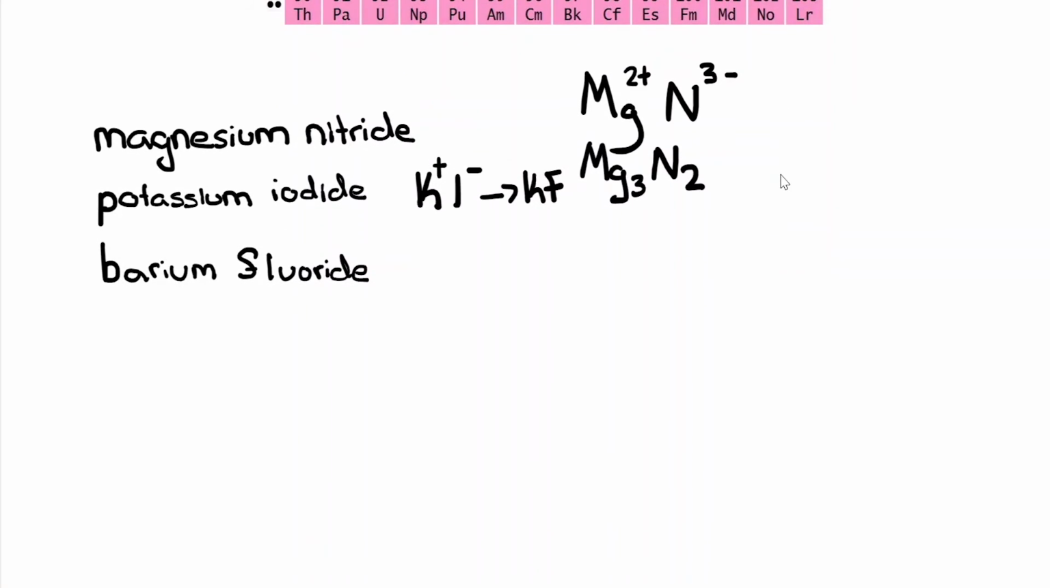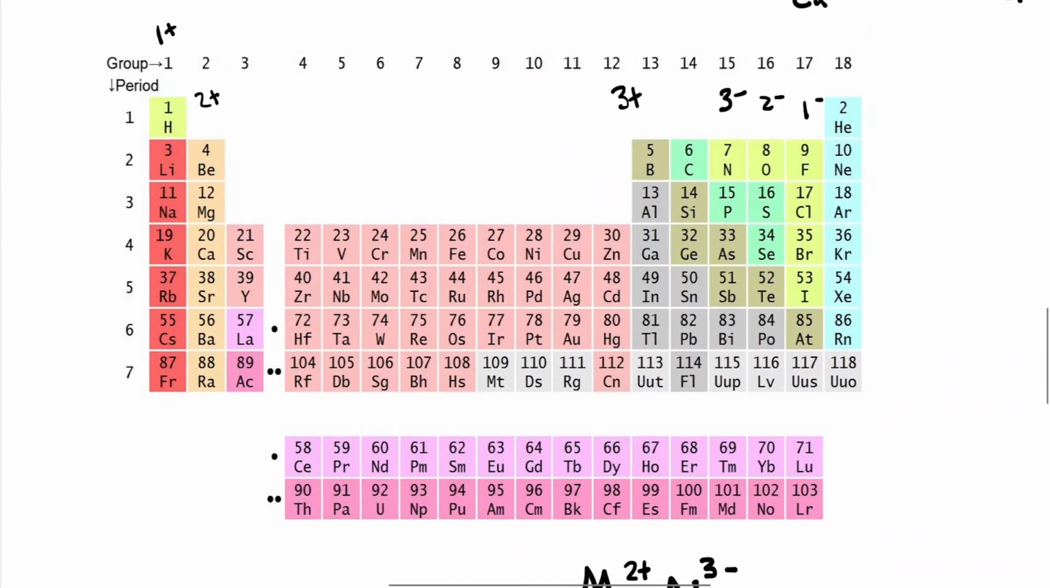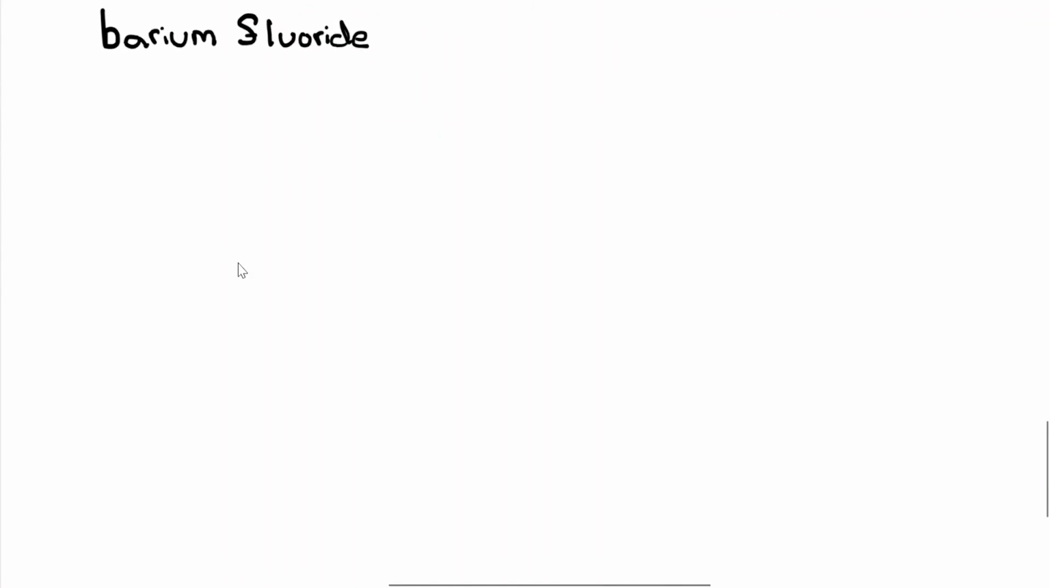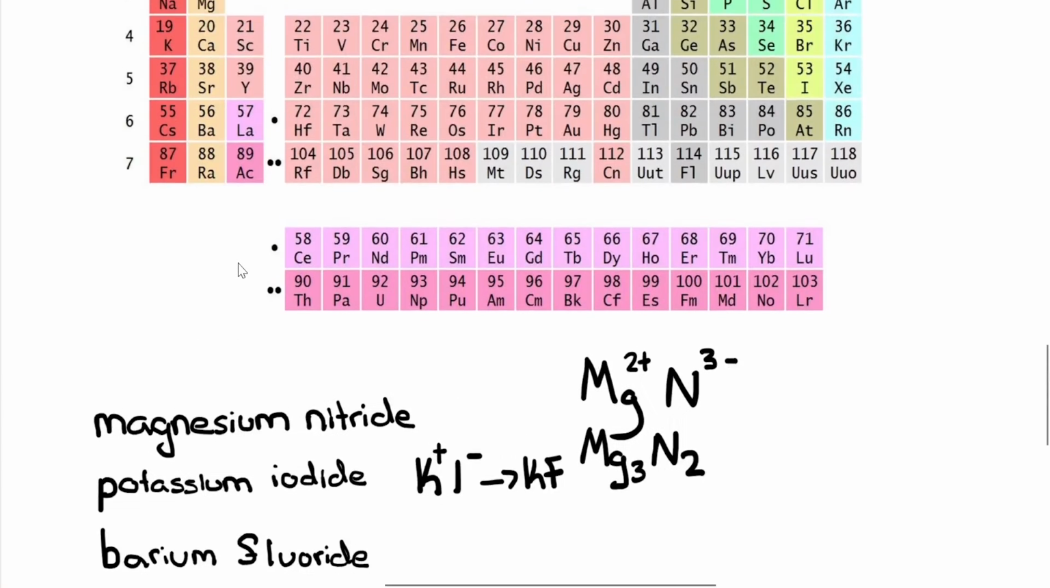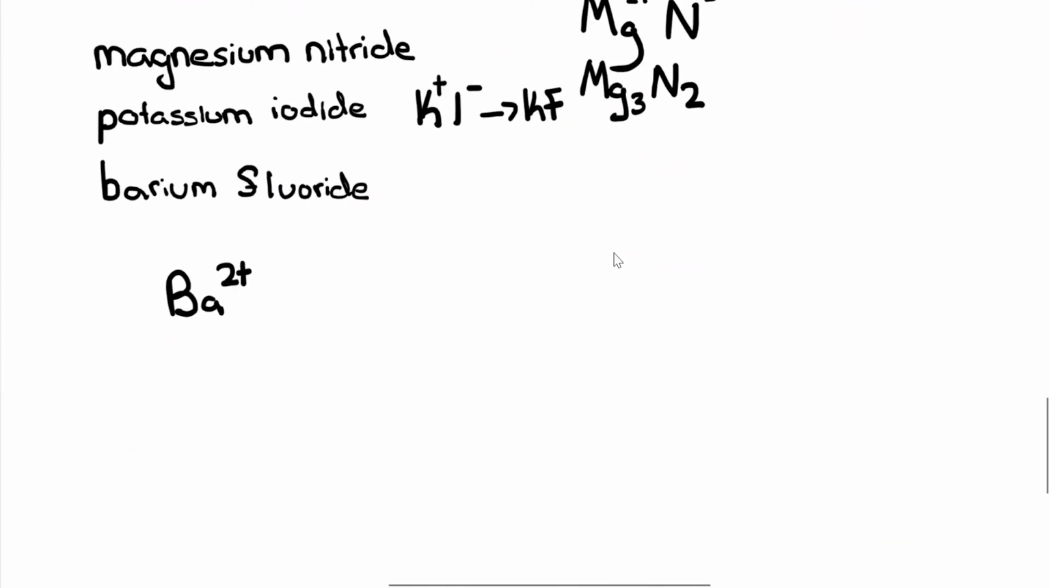Alright, so now let's do barium fluoride. Alright, this is going to be the last one here. And barium, if you look on the periodic table, barium's down here. Alright, and it has a 2 plus charge. So you have barium, B, A, and it's going to be a 2 plus charge. And then fluorine, its ion is going to have a 1 minus charge. So F1 minus.